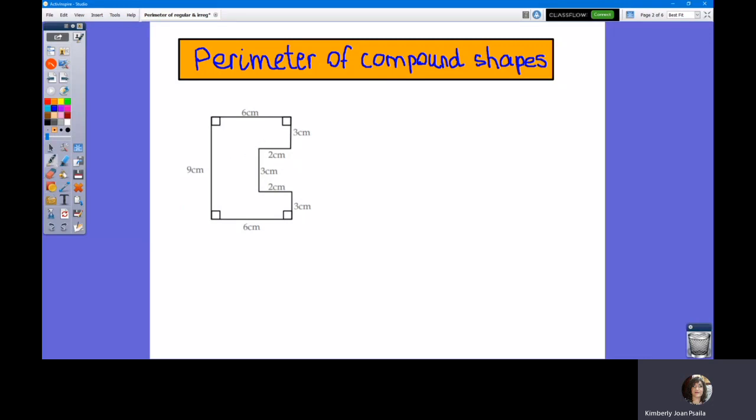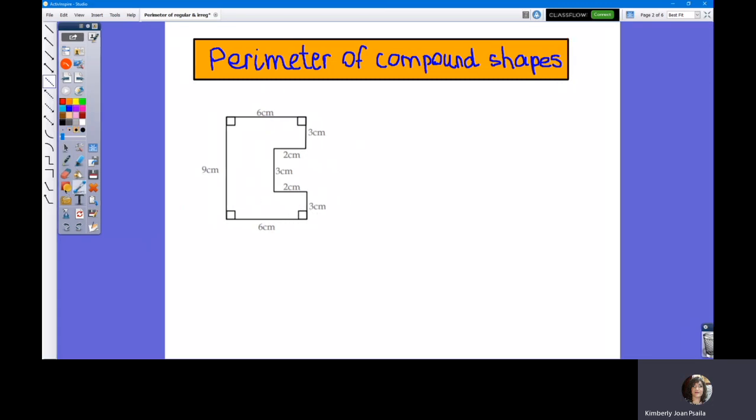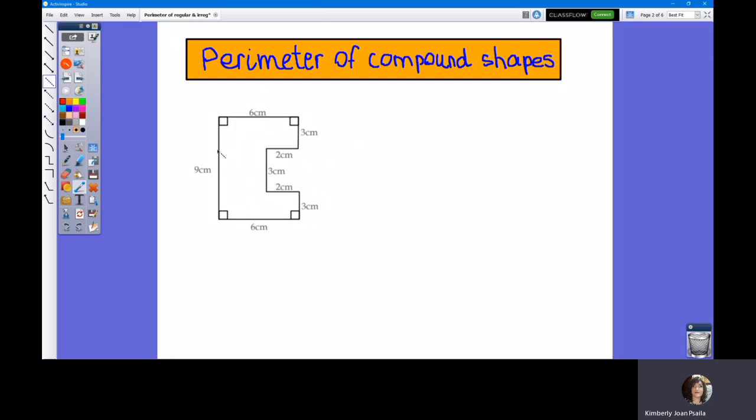So here now we have an irregular shape, since all the sides are of different length. This whole shape is called a compound shape because it is made up of smaller shapes. If I divide this shape for you, you can see that it has three rectangles added up together, forming a whole shape.